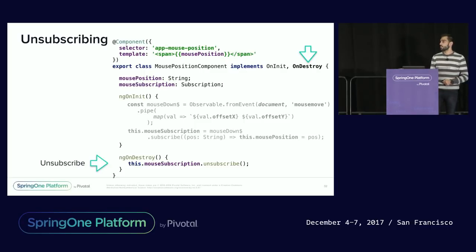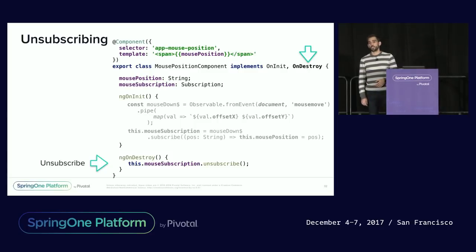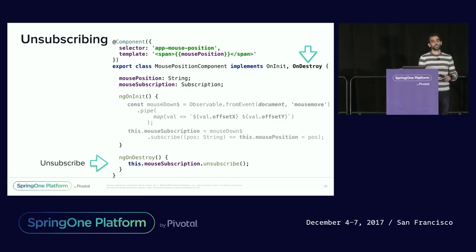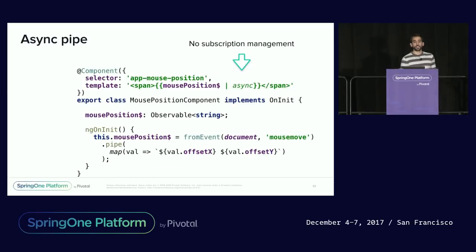But what if I have, like, I don't know, 10 observables? Do I need to manage all the subscriptions myself? For sure, you'll forget to unsubscribe from some of them, right? So as long as you can, don't manage subscriptions. So Angular has an async pipe that allows you to avoid subscription management.